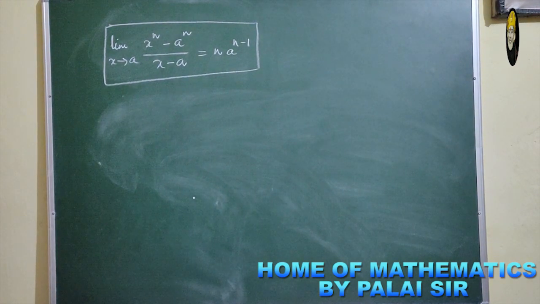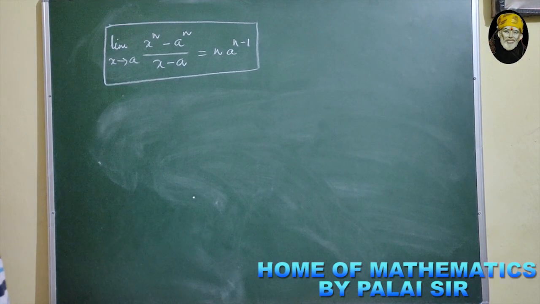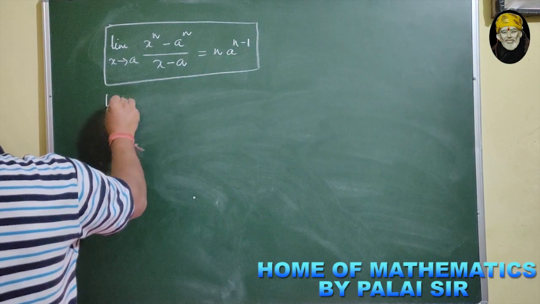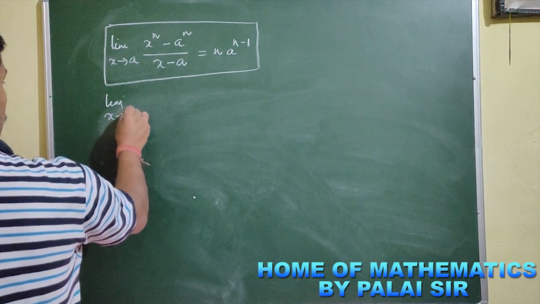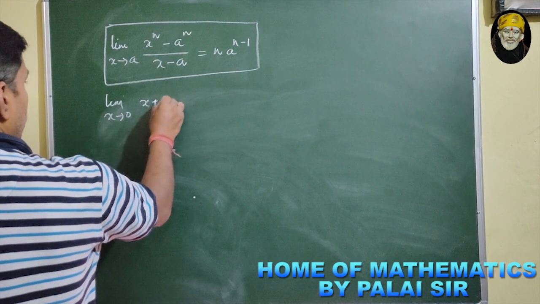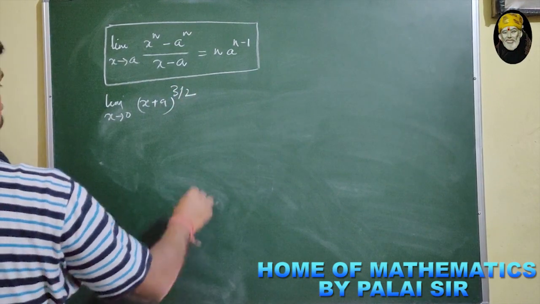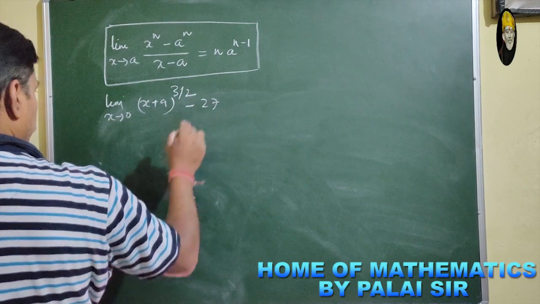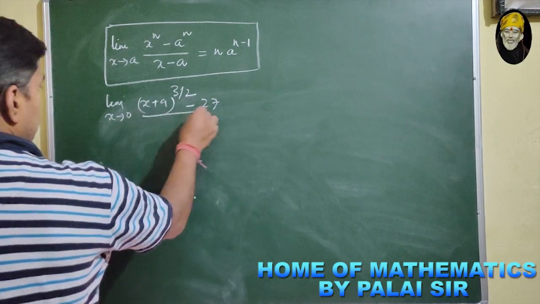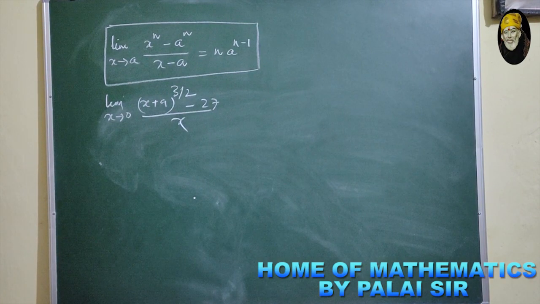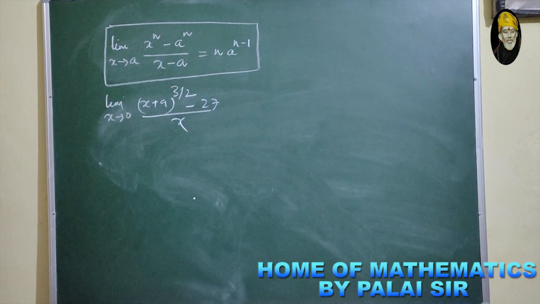So here you are getting limit x tends to 0, x plus 9 to the power 3 by 2 minus 27 divided by x. This is another problem. Here you see, by using the same formula you have to solve this problem.